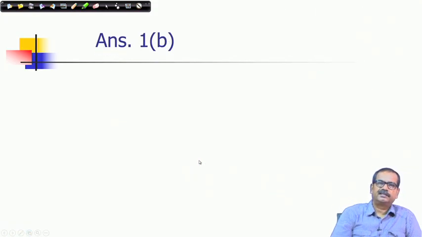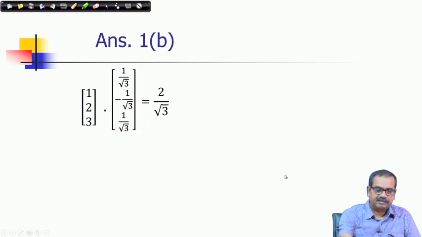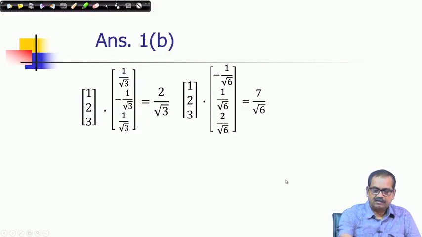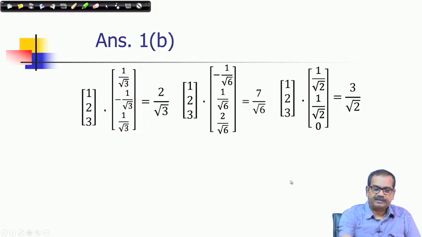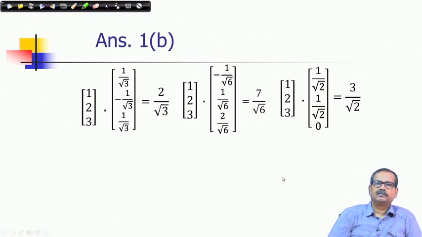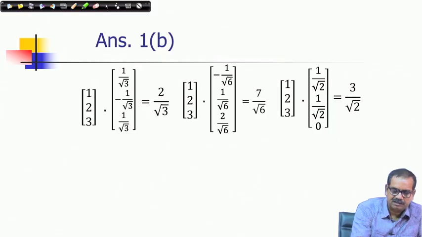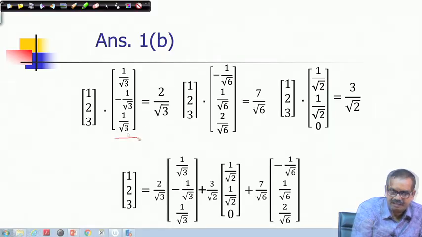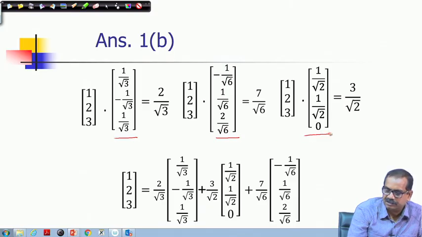Consider the other example, other exercise. That means how to represent any arbitrary vector, a vector 1, 2, 3, as components. So, what you are doing, you are taking the component of this vector 1, 2, 3 along all these orthonormal basis vectors. So, this is the component 2 by root 3, this is the magnitude 2 by root 3 along these vectors, and 7 by root 6 along these vectors, 3 by root 2 along these vectors.